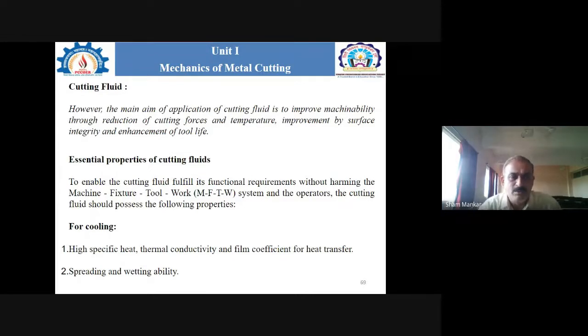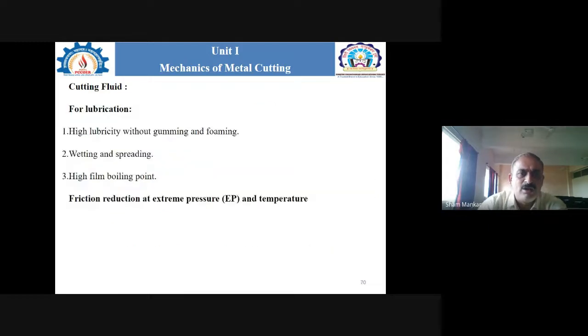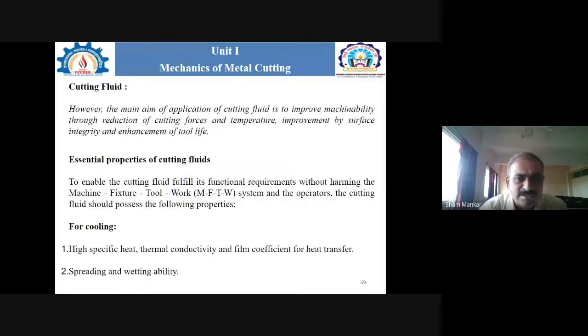So as we normally know, what is the purpose for which we are using that particular cutting fluid? It is mentioned on your screen: for cooling. Then we need high specific heat, thermal conductivity and film coefficient of heat transfer, along with spreading and wetting ability. There are other purposes also, but whenever we are considering cooling, these are the properties that must be there when selecting an appropriate type of cutting fluid.